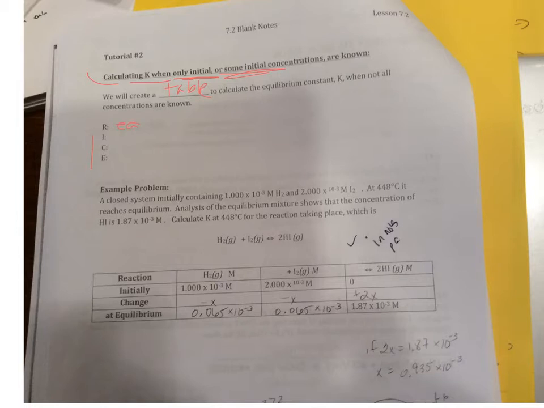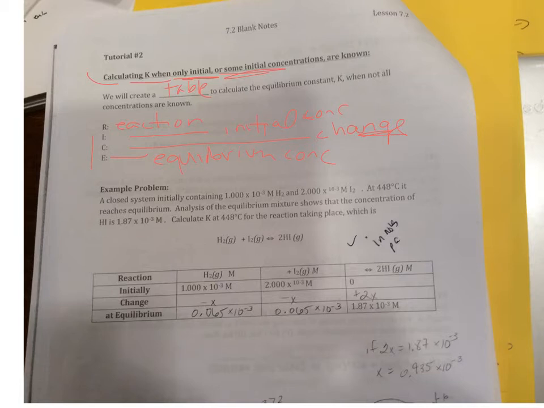R stands for reaction. I stands for initial. I'm going to write it over here because I can't write that tiny. C stands for change. And E stands for equilibrium concentrations. So you have initial concentrations and equilibrium concentrations and your change between them. And we're going to use stoichiometry to figure this out.